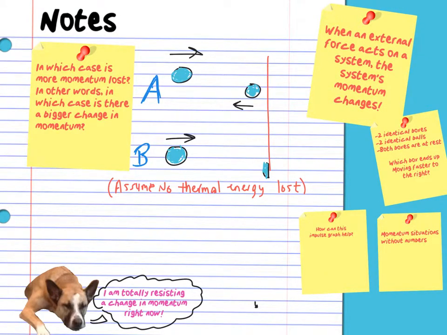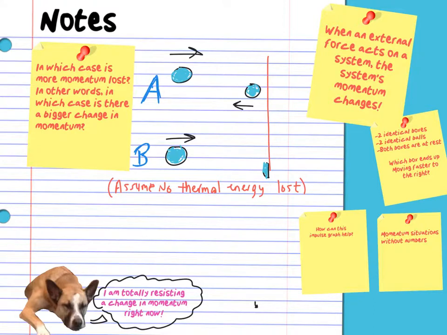Okay, let's stop talking in the abstract and let's talk in a little more concrete terms. All right, so in which case is more momentum lost? So in which case is there a bigger change in momentum? So here's the situation. We have two identical balls, and one is thrown at a wall and it bounces back with the same velocity. So we're going to assume that no thermal energy is lost.